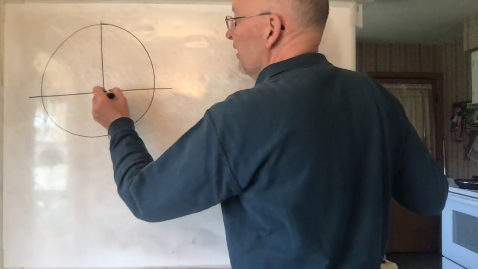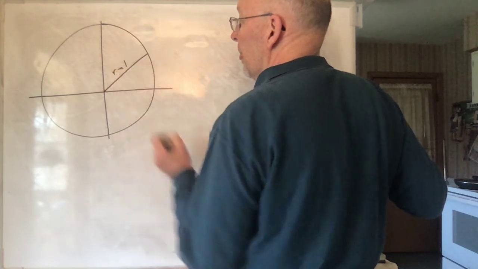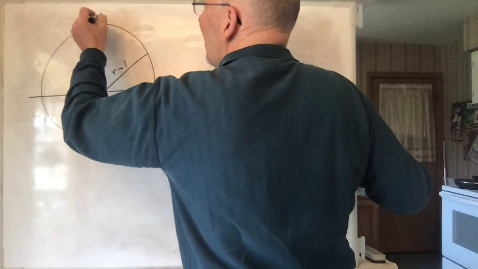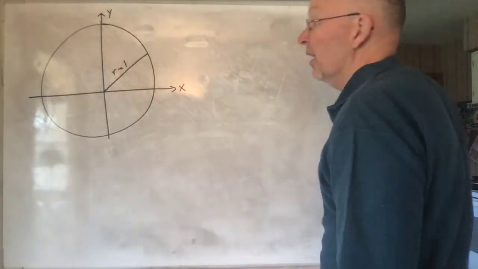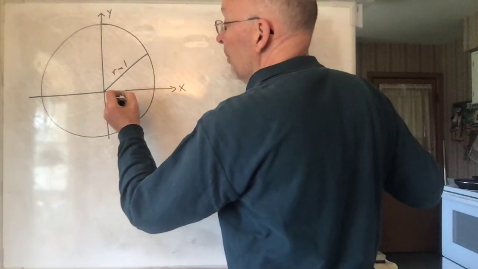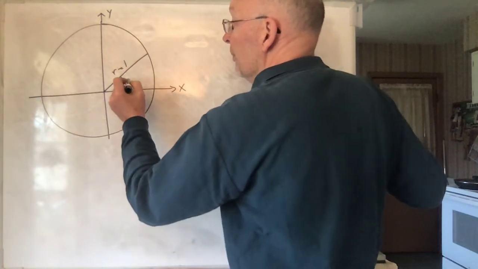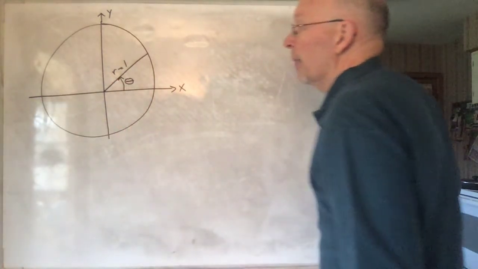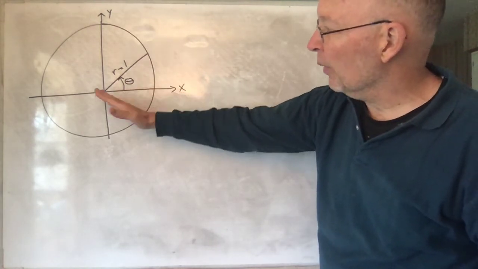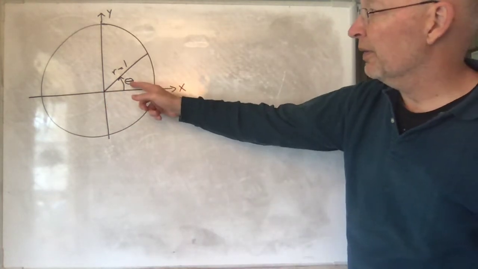Let's give the circle radius 1 just to make things as simple as possible. This is your x-axis, and this is your y-axis. Then we will always take the angle to start at the positive x-axis and move in the counterclockwise direction, like so. That will be a positive angle. We can also go in the clockwise direction, but we'll designate that as a negative angle. So there's a positive theta.